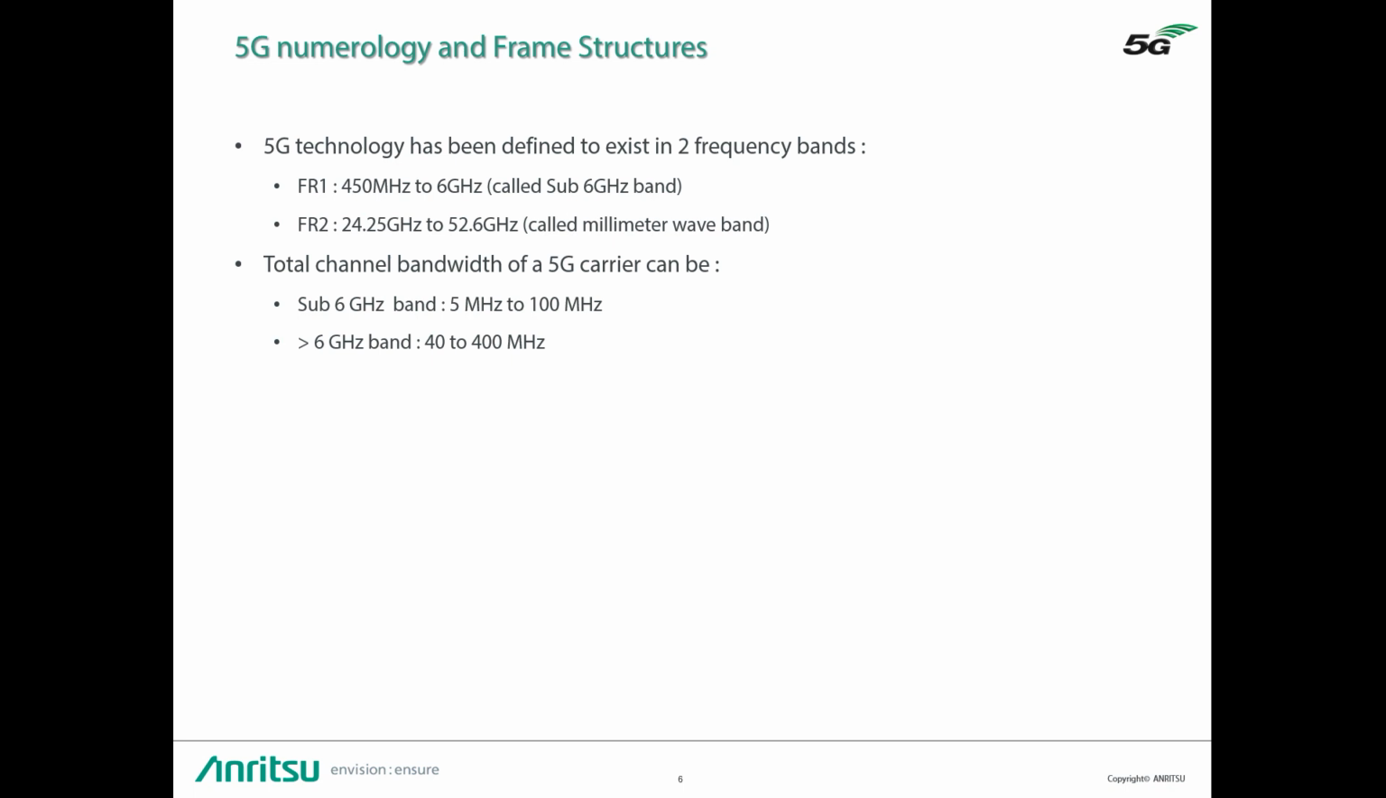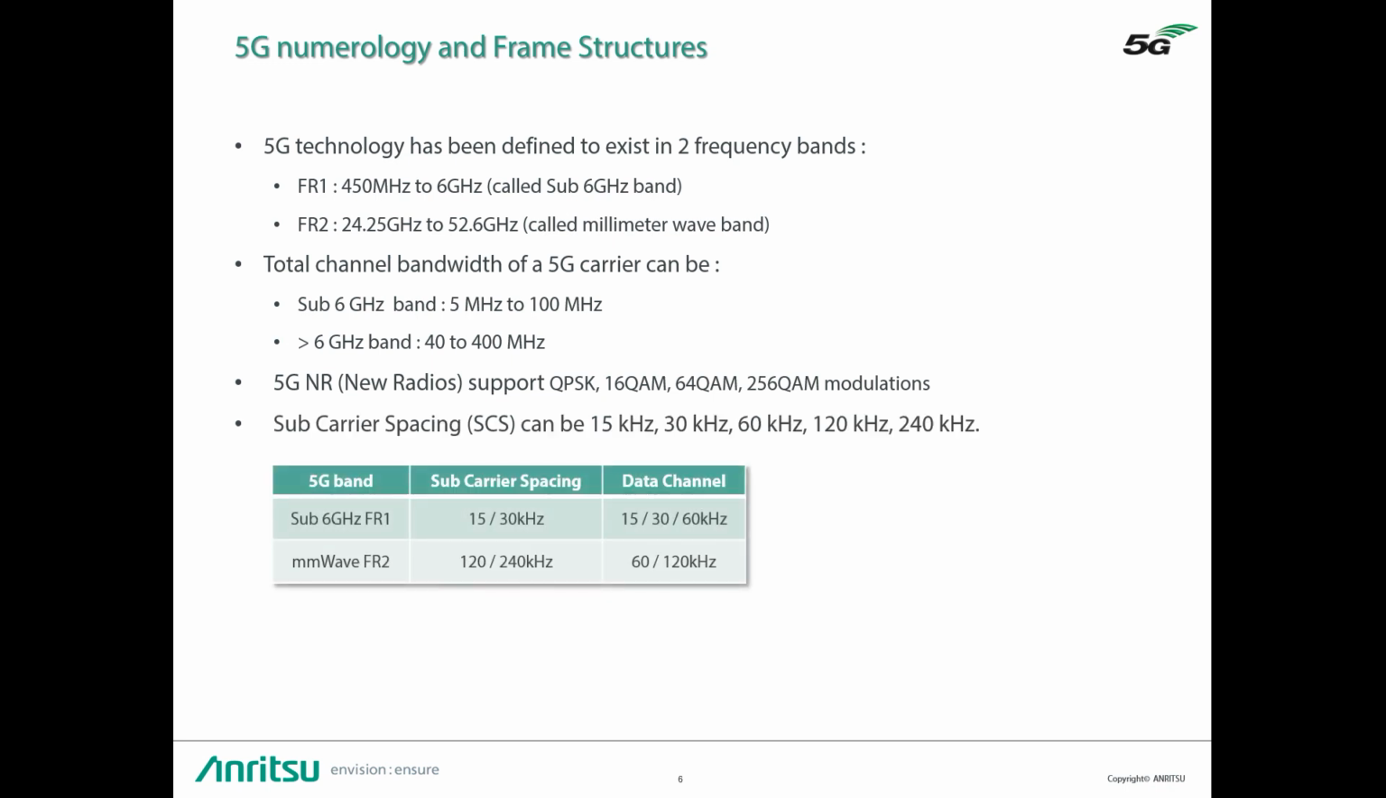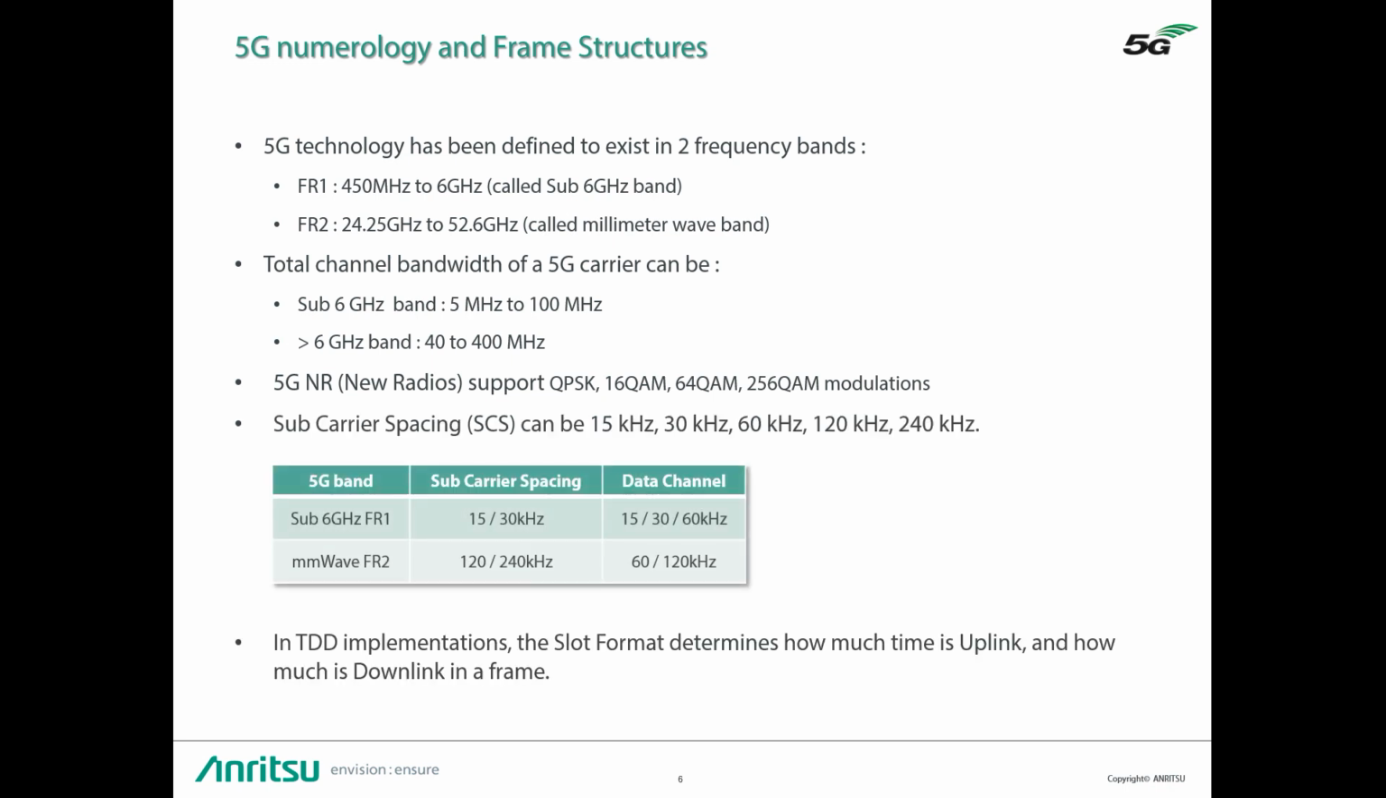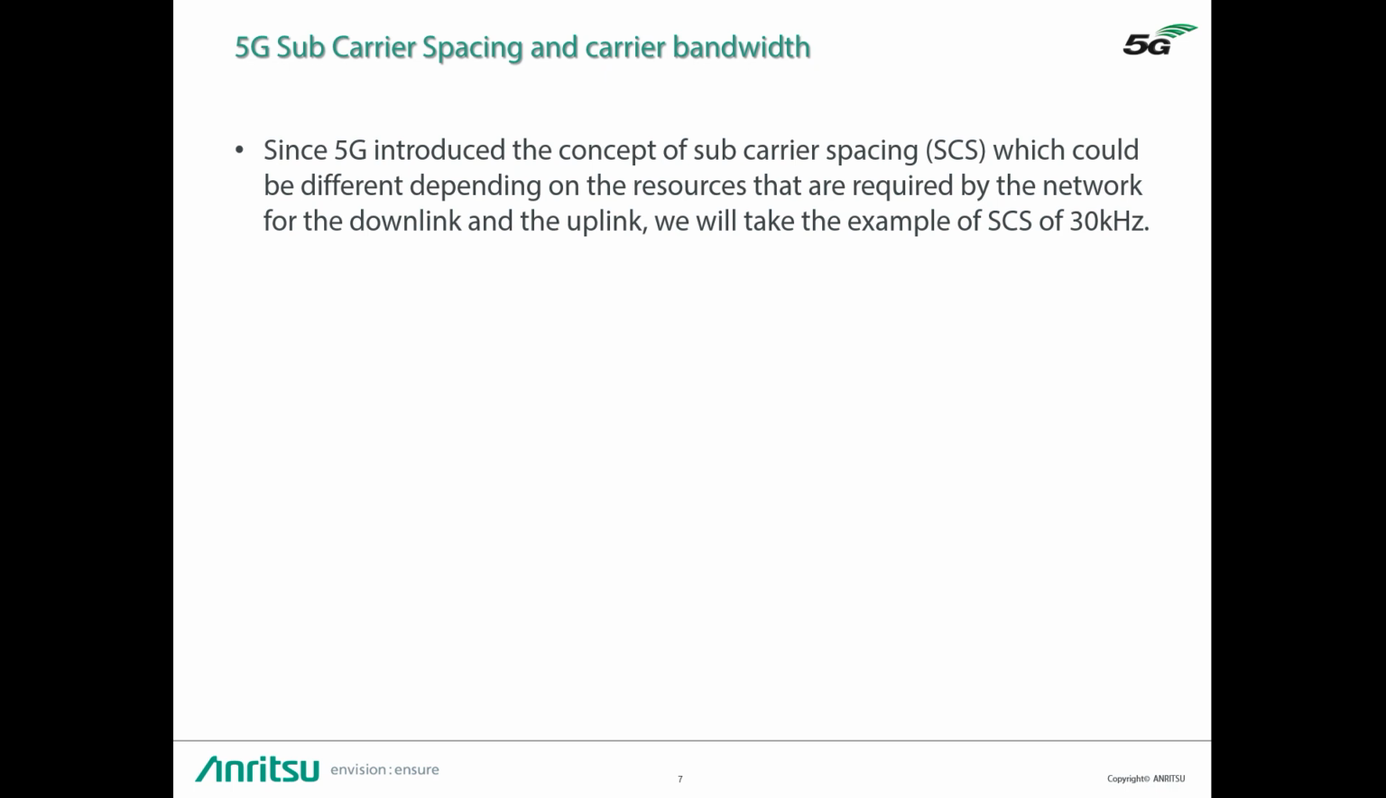Then, depending on the bandwidth of the 5G carrier, different subcarrier spacing can be used by the network operator. Since 5G is mostly TDD based, what does it mean? It means that the same frequency carrier will be transmitted with both downlink and uplink in the frame. We'll see later in this presentation the consequence of having TDD technology when using a spectrum analyzer to make proper measurements.